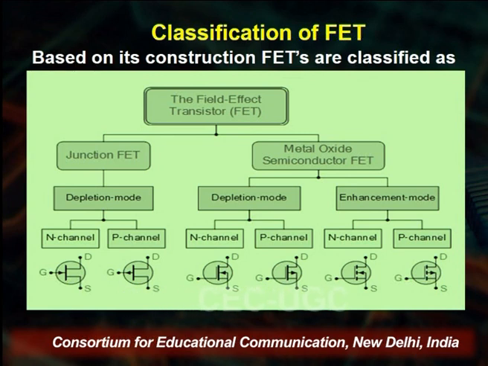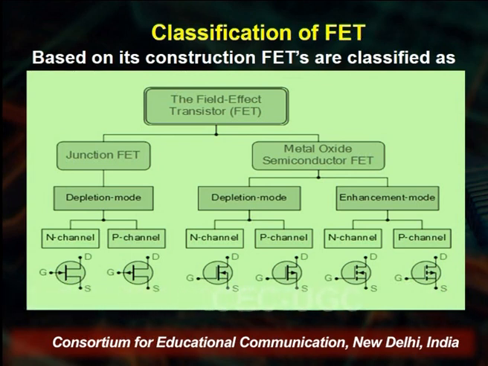Again, if we talk about the JFET, it is further differentiated in the depletion mode, and the metal oxide semiconductor FET can be used in the depletion as well as the enhancement mode. Then it is further classified into P channel and N channel on the basis of the majority carrier. Depletion mode is classified into P and N, and the enhancement mode is classified into N and P channel, which is based upon the majority carriers used in this FET for the flow of the current.